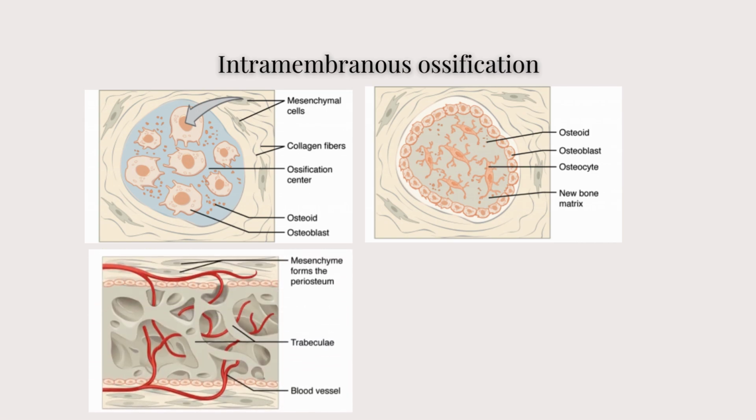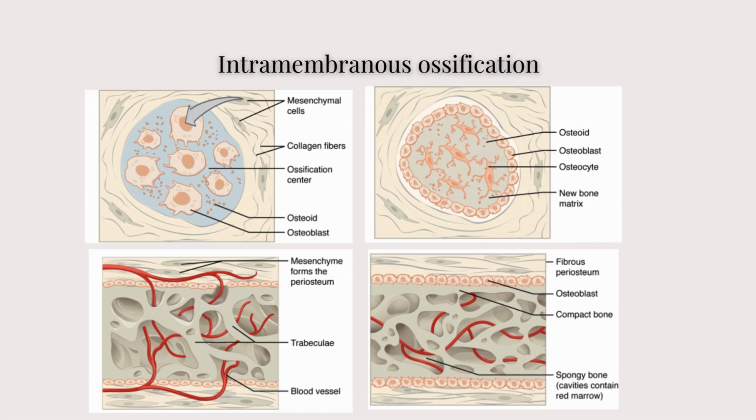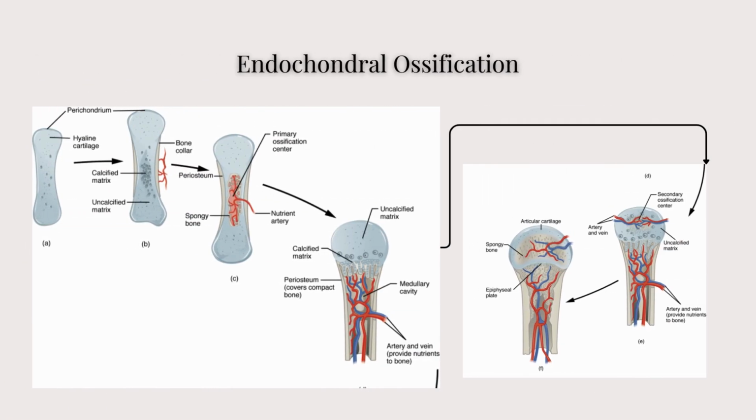A trabecular or spongy bone matrix and a protective layer called periosteum form. Eventually, compact bone develops on the surface of the trabecular bone, and the blood vessels within the bone condense into red bone marrow. Endochondral ossification, on the other hand, is the process that forms most of the bones in the body, particularly long bones like the femur, tibia, and humerus.